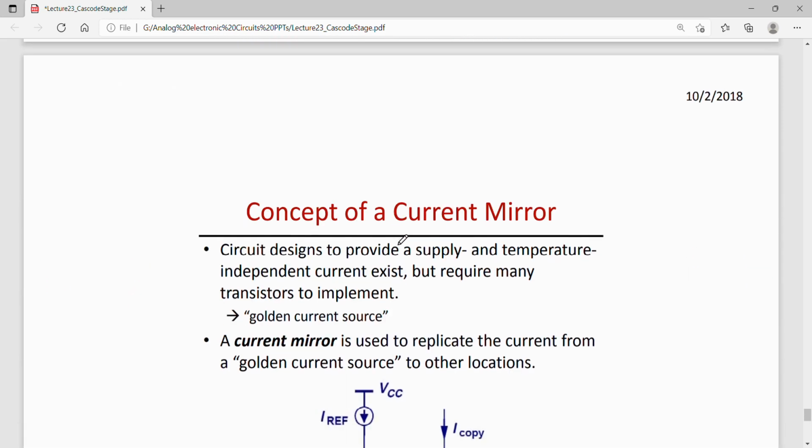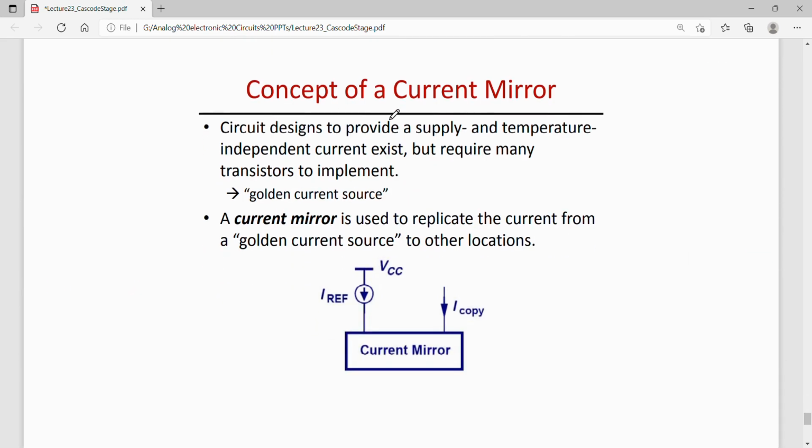Now for this purpose, if I have some current source which is ideal, let us say I have designed some current source which does not vary with the bias voltage and temperature, and let us say that is my reference current source.